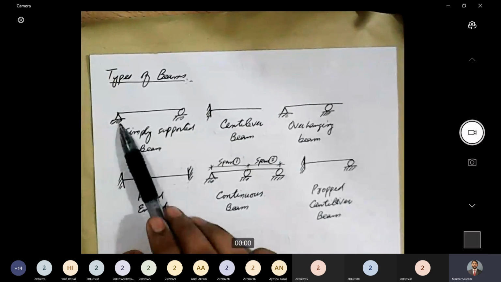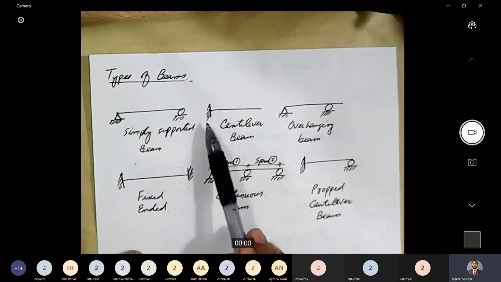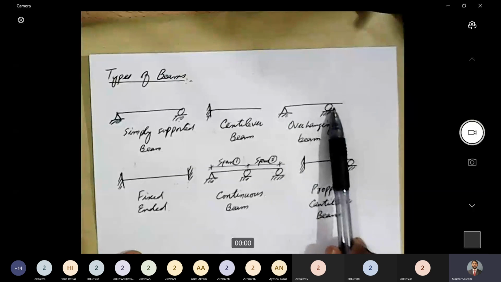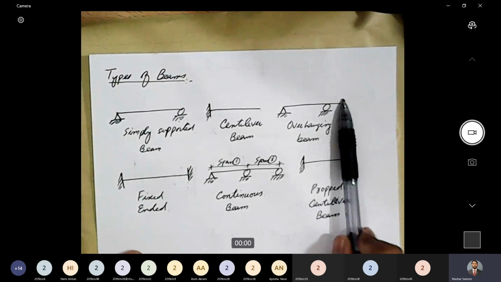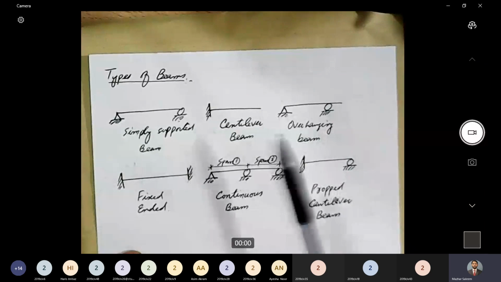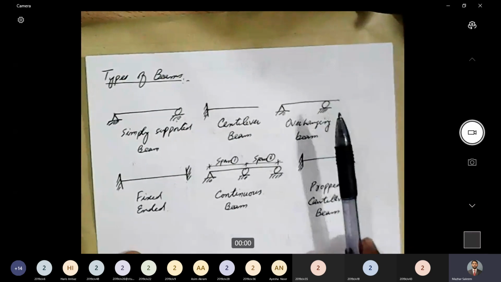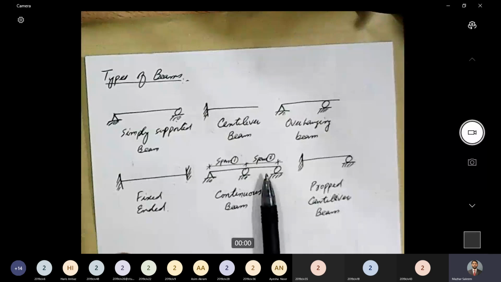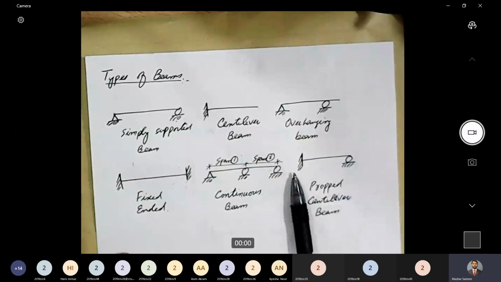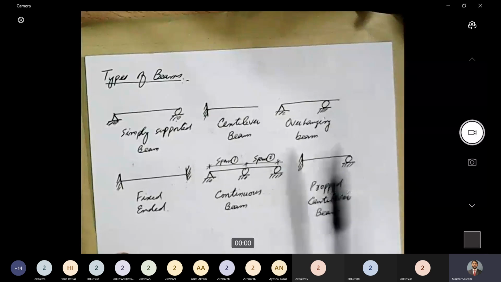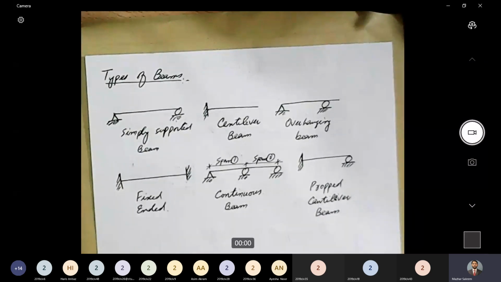Simply supported beam: one roller support, one hinge support. Cantilever beam: just one fixed support, other end is free. Overhanging beam: hinge support, roller support. Basically, it's about the projected part. Even if I swap the hinge and roller, it doesn't make any difference. It will still remain an overhanging beam. Fixed ended beam: both ends are fixed. Continuous beam: more than one span. Propped cantilever beam: one end is fixed, the other end has a roller or a hinge. Even if I have a hinge support here, that will still remain a propped cantilever beam. So these are 6 common types of beams.